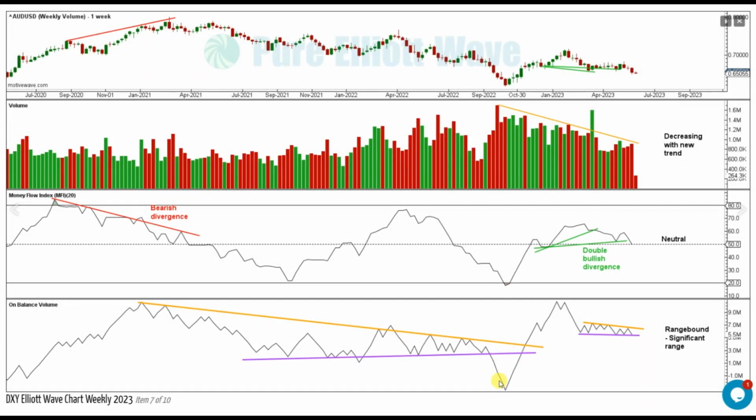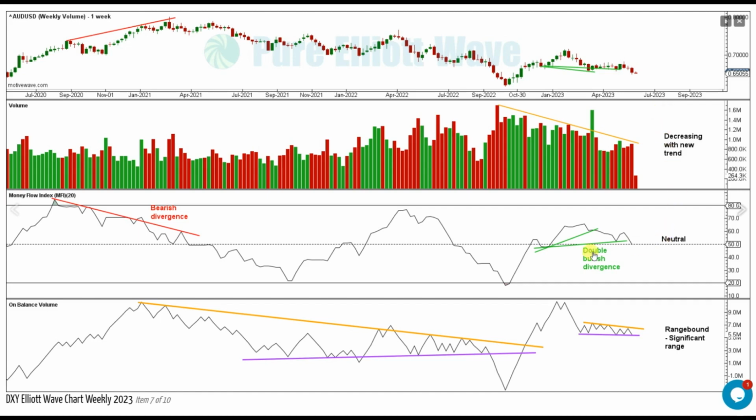This is the weekly volume data for the Australian dollar. You can see we've had a gradual decrease, which was increasing volume, and now since then we've had a decrease on our new downward trend. So a good indicator of a second wave with possible third wave to come.